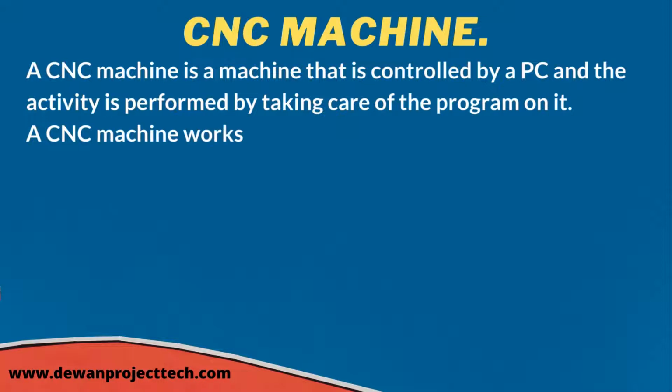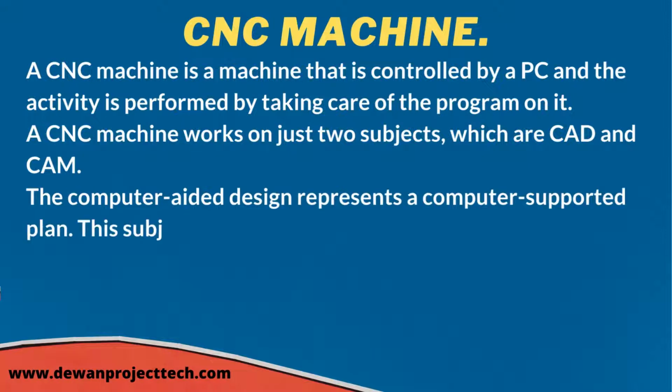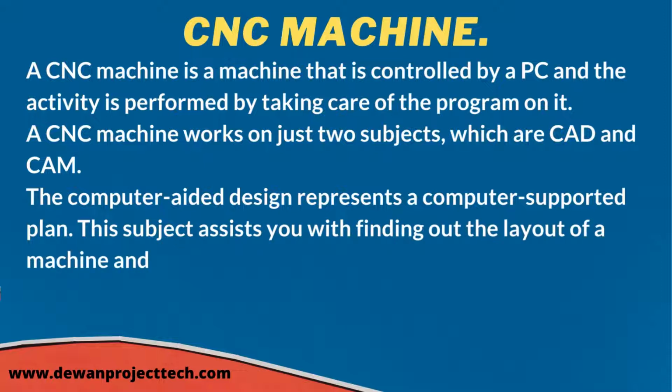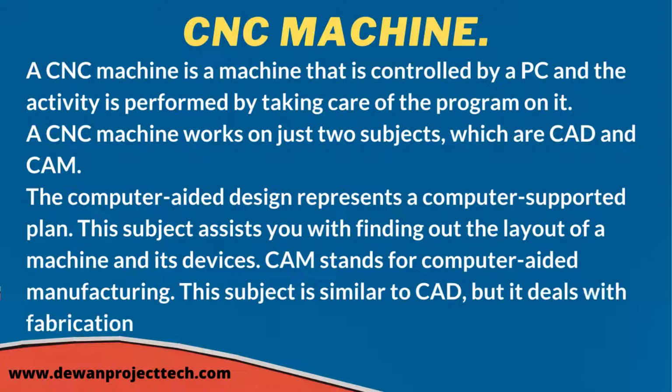A CNC machine works on just two subjects, which are CAD and CAM. Computer-aided design represents a computer-supported plan. This subject assists you with finding out the layout of a machine and its devices. CAM stands for computer-aided manufacturing. This subject is similar to CAD, but it deals with fabrication through CAD designs.